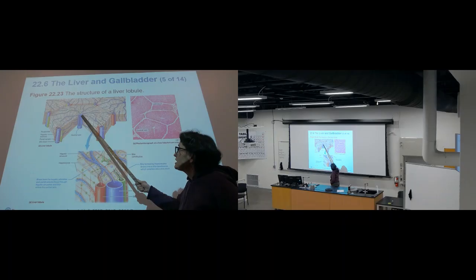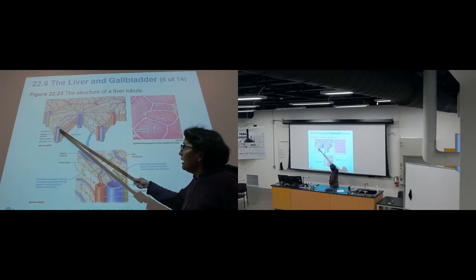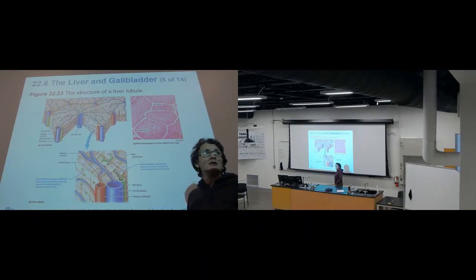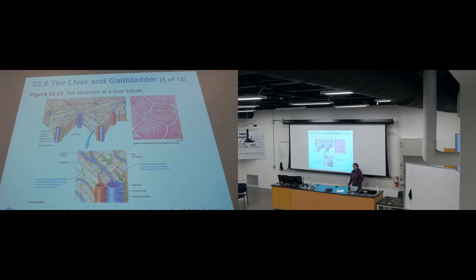And then in between the central vein and these portal triads, you have rows of cells of the liver. The cells of the liver are called the hepatocytes. And these hepatocytes are very active, basically metabolizing the nutrients, sometimes storing them, like when you eat excess glucose, that glucose is going to be stored in the liver as glycogen.